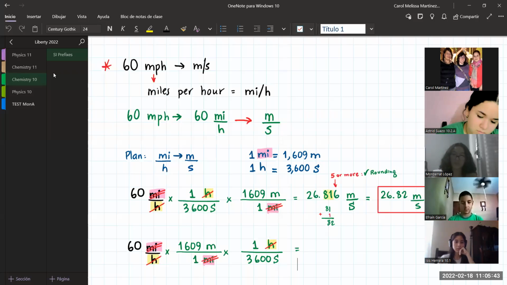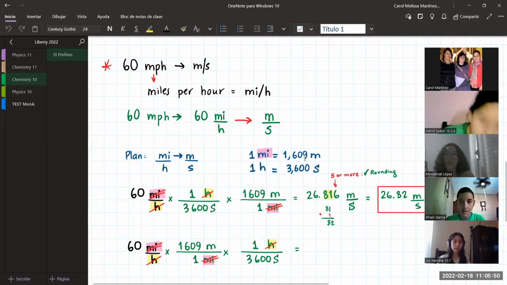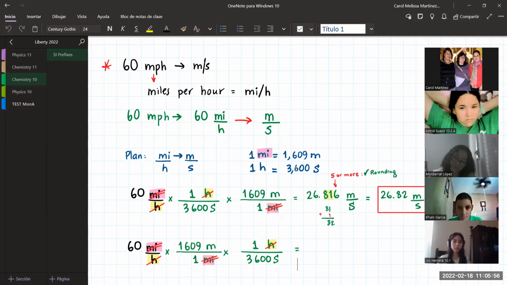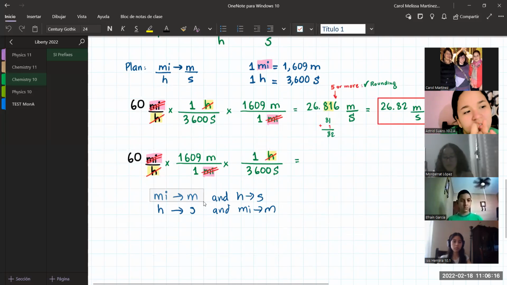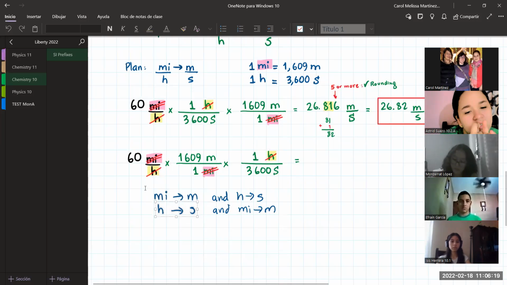Do you notice that the two answers are the same? Yes. Okay, yes, the two answers are the same. So the plan doesn't really matter, okay? The plan is, you can do it from miles, converting miles to meters and hours to seconds, or you can start with hours to seconds and then miles to meters. But this is a conversion that must be done, okay? From miles to meters, from hours to seconds.